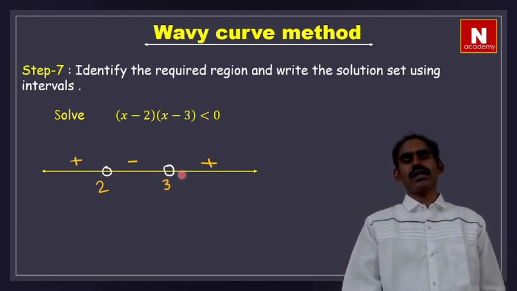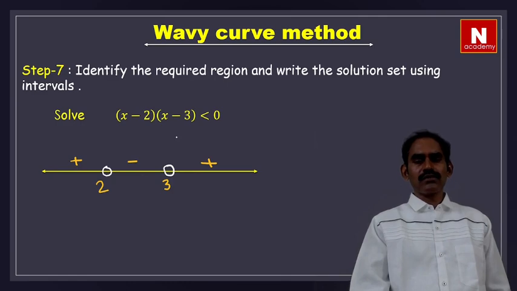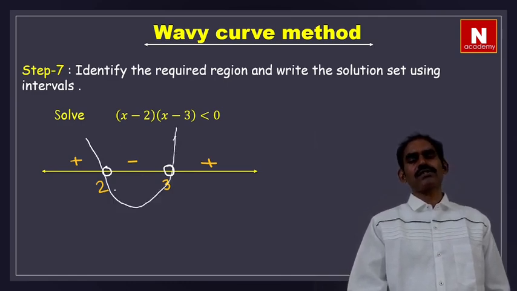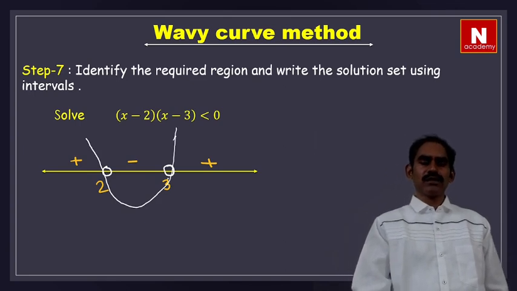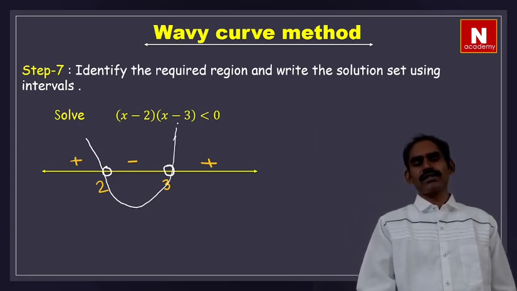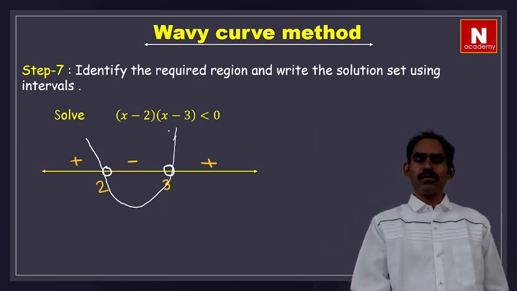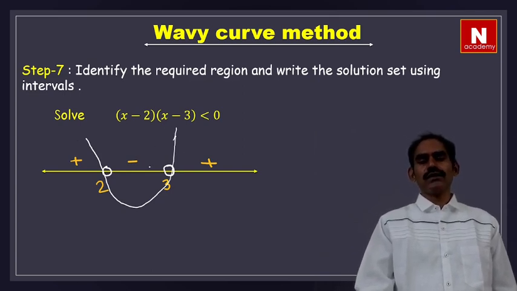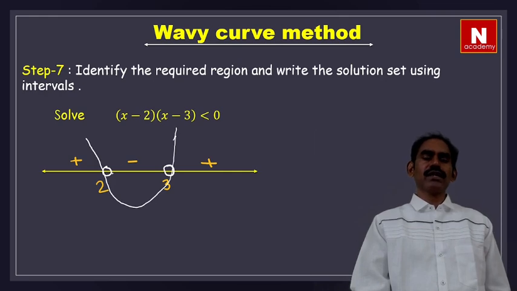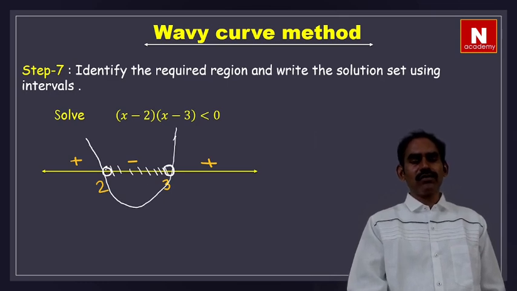Here we are going to draw the curve. This is the curve we are drawing like this. This curve is like a wave, that's why this method is known as the wavy curve method. Actually this is a quadratic expression, that's why the graph is a parabola in the upward direction. Here this is the graph. Where is it negative here? Negative lies in between 2 comma 3. This is the required region.